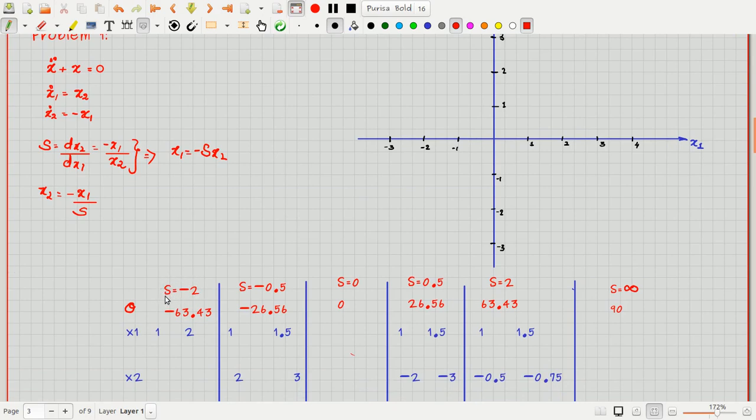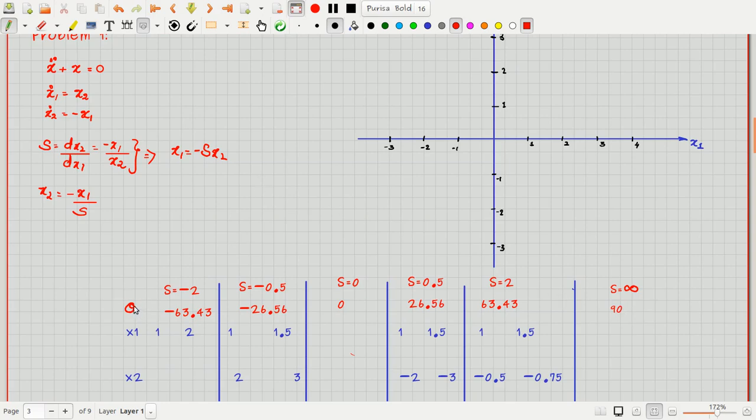The idea here is we are going to try to draw lines, because it is a line. We are going to draw lines for the system with different values of slopes. So we are going to draw isoclines with s equal to minus 2, s equal to minus 5, s equal to 0, s equal to 0.5, s equal to 2. I have also taken s equal to infinity just to show that the angle is 90 degrees. We'll see that.